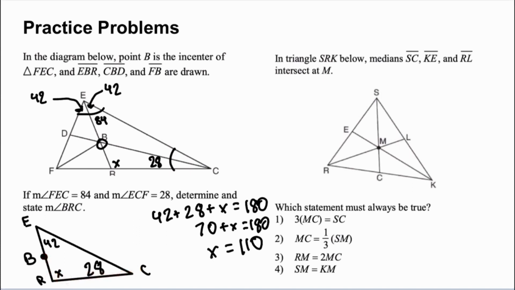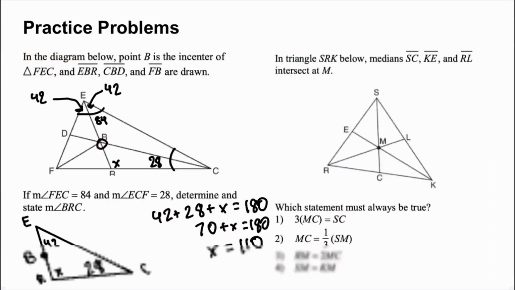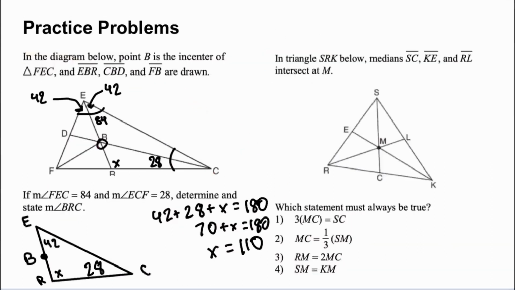And finally, our last practice question. We have this triangle with medians intersecting. So this is going to be our centroid. And we're going to look at which statement must always be true. This is where the idea of the different proportions of a centroid comes into place, because it's dealing with the relationships between the two. So I'm going to focus on this line. I'm going to highlight it.